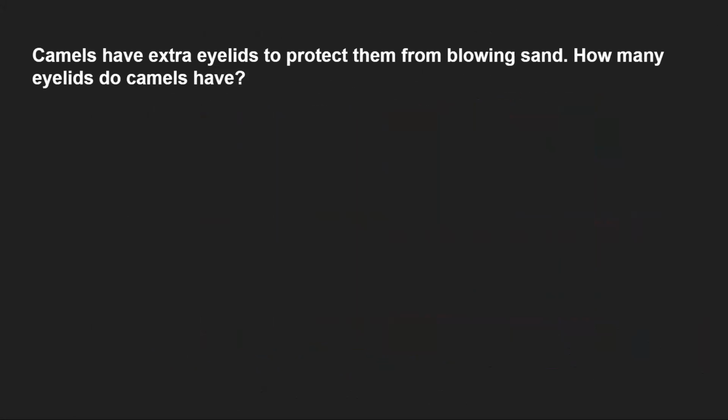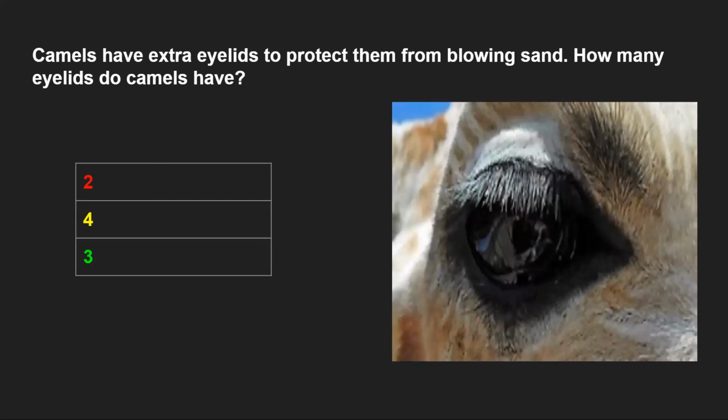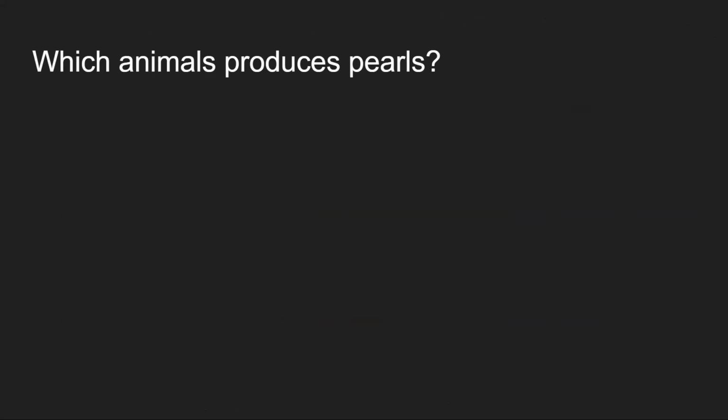Now come to the next one. The next one is, camels have extra eyelids to protect them from blowing sands. All of you know that camels live in sandy areas like Rajasthan, where deserts and sand are there. They have extra eyelids. Students, all of you know that we have 2 eyelids, but camels have extra eyelids. So we will find out how many. 2, 4, 3. How many eyelids do camels have? Look here at the image. You can count the eyelids of the camel. So how many eyelids does the camel have? Yes, 3 eyelids camels have, to protect their eyes from the blowing sands of the desert areas.